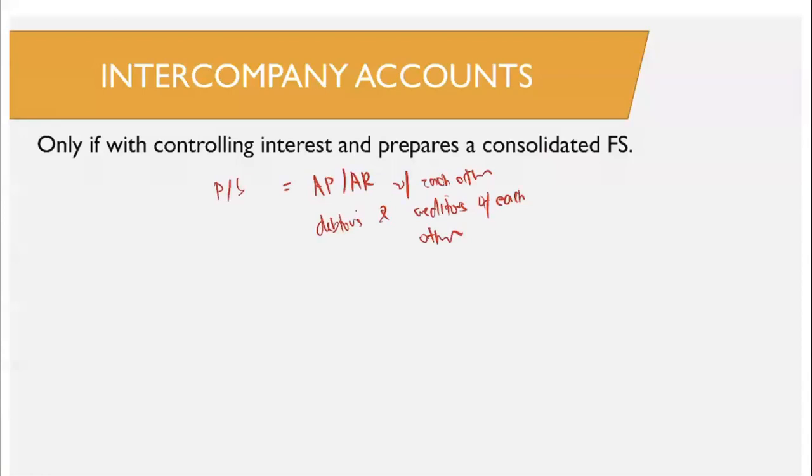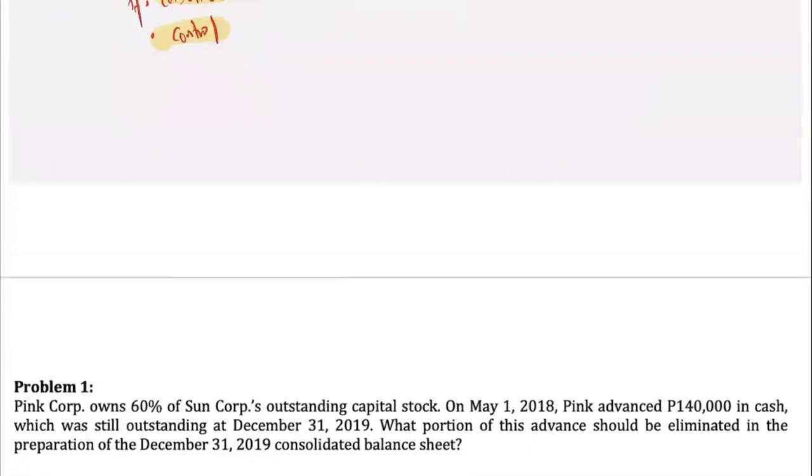So how do we compute for this intercompany accounts? To compute for this, you will only remove the intercompany account if it is consolidated and there is control. Take note of this. You remove only if you have controlling interest or control, and you prepare a consolidated FS. Take note, intercompany accounts happen if you are debtors and creditors of each other. Let's have an example.